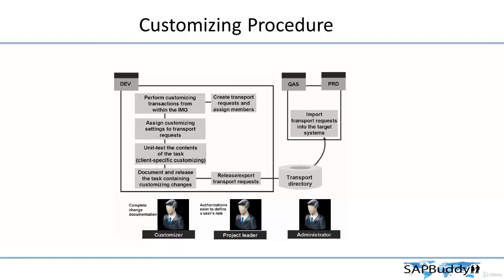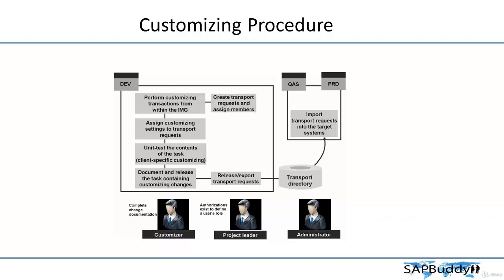Then the unit test can be done in a specific client, meaning to say when we see our landscape, our client structures, we also see the sandbox client. So you can do a unit test of the customizing activity, whatever you have done in the specific system, just copying the customizing activity to another client. You can do the unit test in the system without even releasing the TR, because once you finish the development or the customizing, you will do the documentation for the task you have done. Then you have to go back to the project lead or the project manager to release the transport.